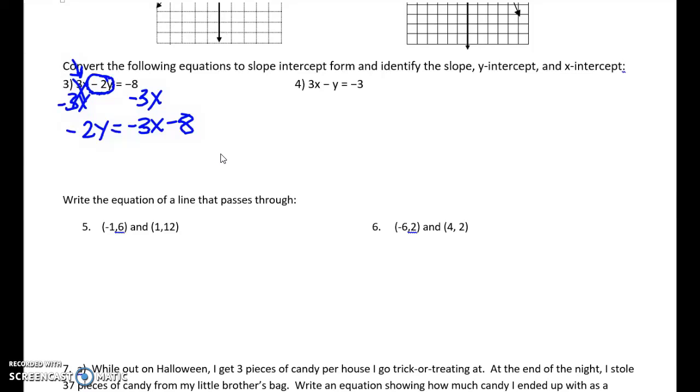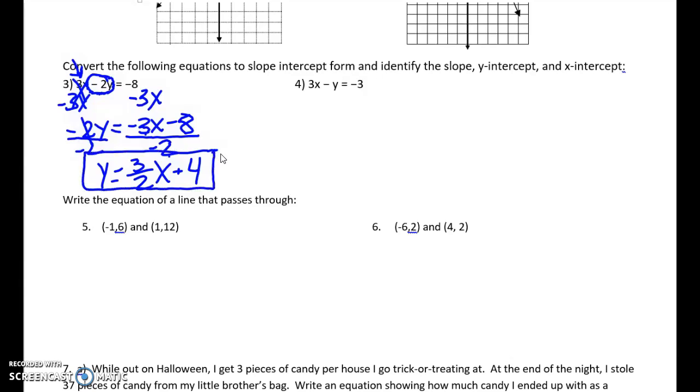Next, I have a negative 2 that is multiplied to y. I divide everything by negative 2. So, y equals negative 3 over negative 2 is positive 3/2x. Negative 8 over negative 2 is positive 4. So there's my equation. Now the x-intercept, we need to graph it.